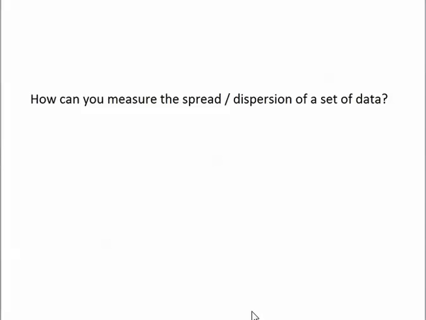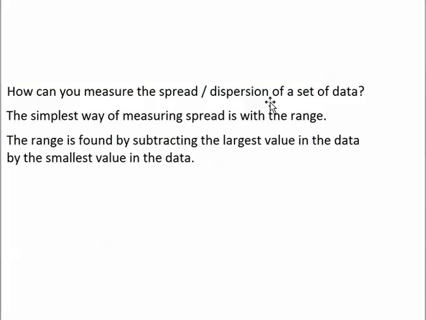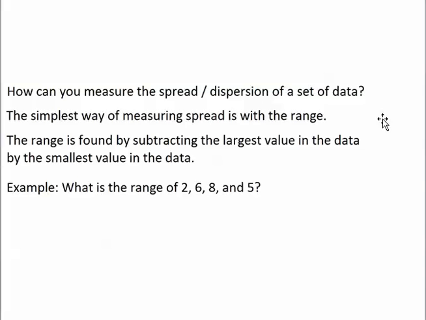So how do we, besides just adding up the gaps between the numbers, measure the spread or dispersion in a set of data? The simplest way to measure the amount of spread is with a range. To get the range, you just subtract the smallest value in the data set from the largest value. So what's the range of these 4 numbers? The highest is 8, and the lowest is 2, and 8 minus 2 is 6, and that's the range.